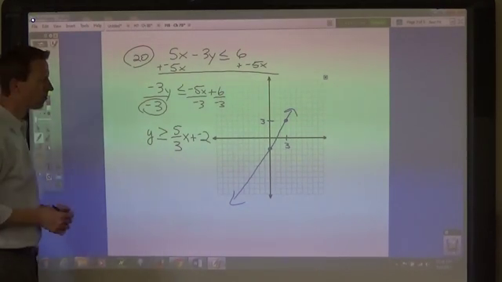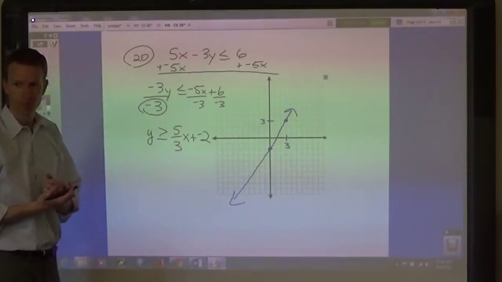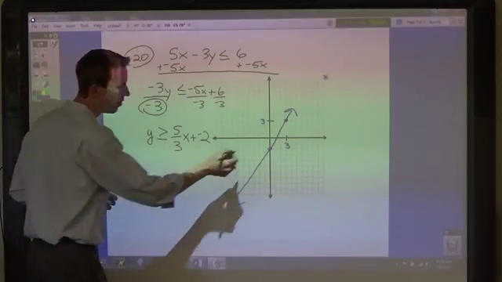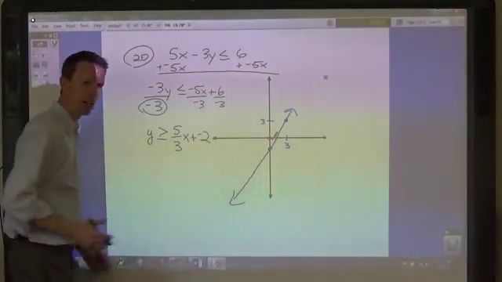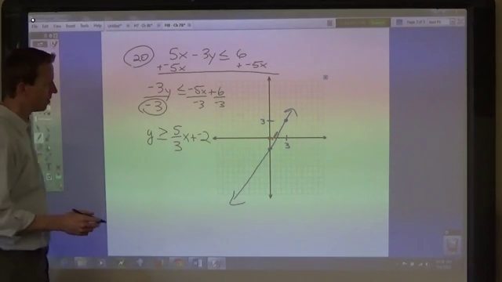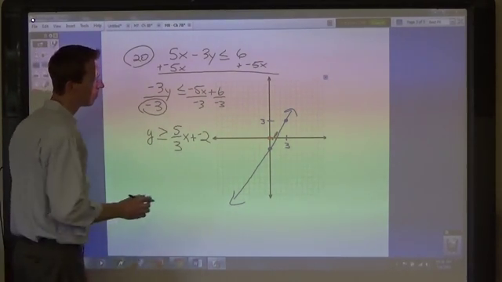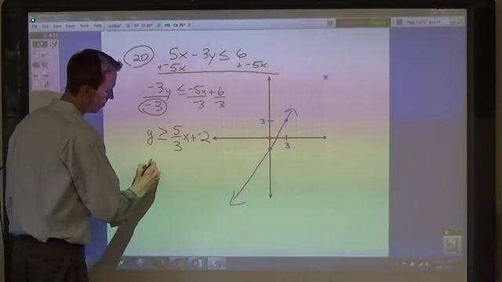Now you have to check where to shade. You could put in (0, 0). We can use (0, 0) because it's on the top left side of the line. So then you'd put y equals 0 and x equals 0.